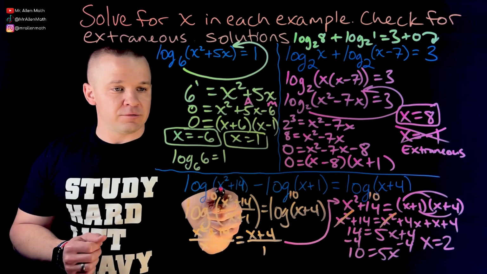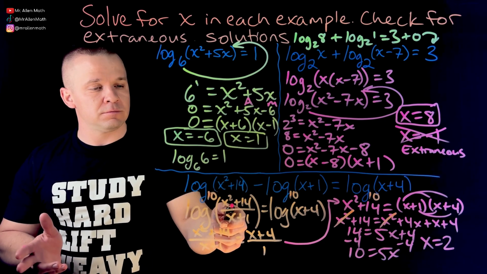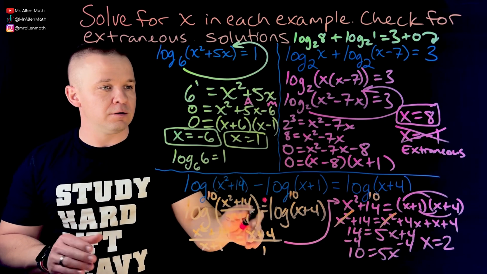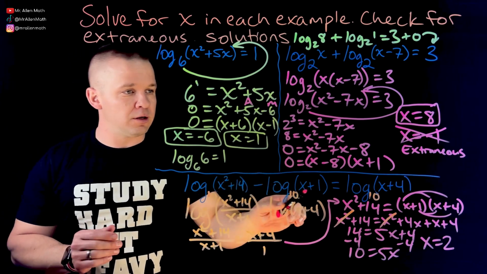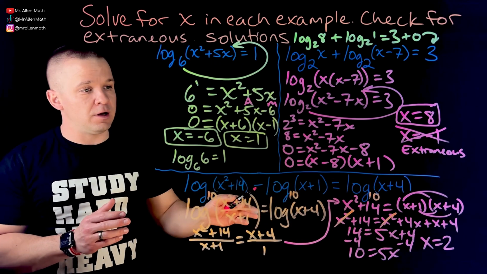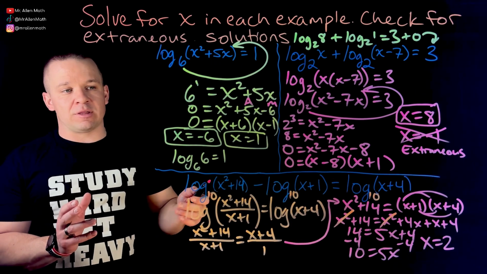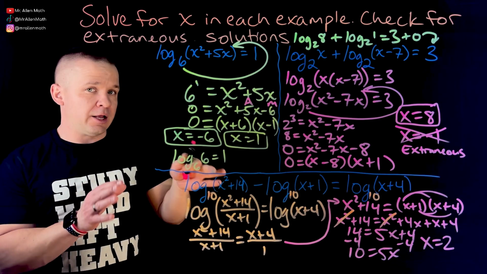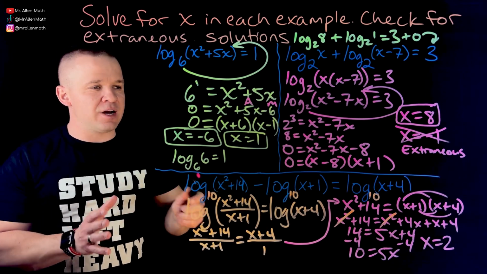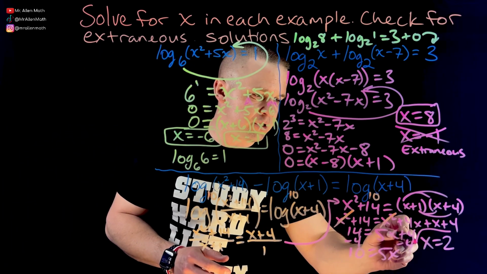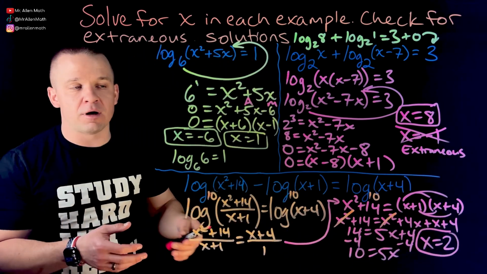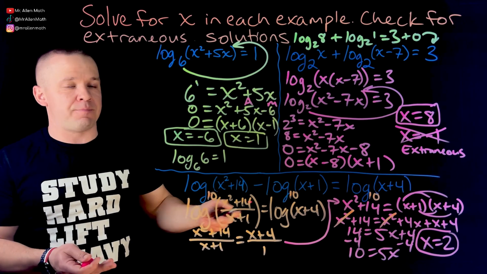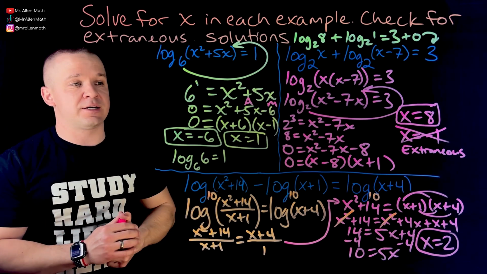I got 2 here. 2 squared is 4 plus 14. It's 18. We're good. 2 plus 1 is 3. We're good. 2 plus 4 is 6. We're good. Now, I can't evaluate that by hand. I could probably throw it in here in the next one and kind of do some stuff. But again, the main thing I'm looking for when it comes to extraneous solutions is my argument of the log, what's inside the log, is that positive? And yes, this checks out, okay?